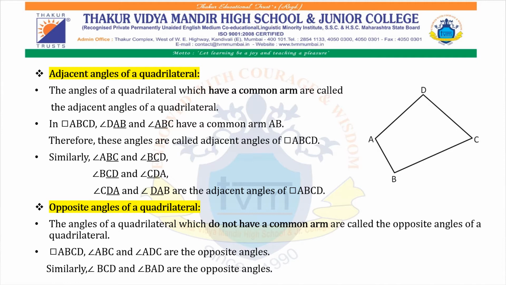of quadrilateral ABCD. Next, we will see opposite angles of a quadrilateral. The angles of a quadrilateral which do not have a common arm are called opposite angles of a quadrilateral. In quadrilateral ABCD, angle ABC and angle ADC are the opposite angles. Similarly, angle BCD and angle BAD are the opposite angles of quadrilateral ABCD.